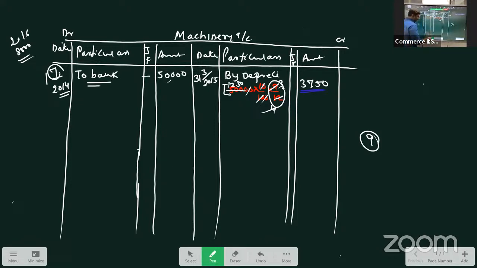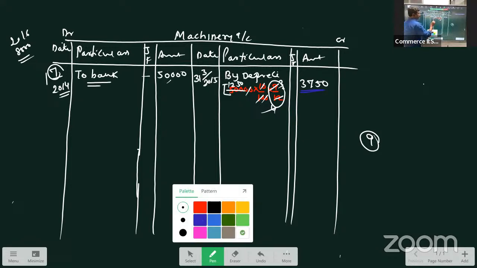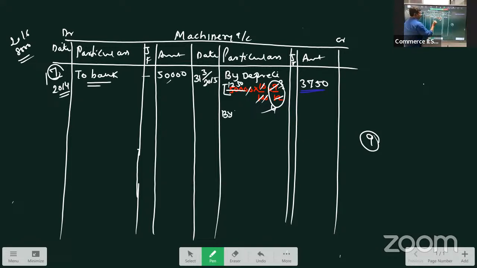Okay. Now let us see what will be the balancing figure. We have to close it by balance carried down. How do we take that? Debit side total minus credit side total. Whichever side is heavy, we take that first. Debit side we have 50,000 minus 3,750, which would be 46,250.